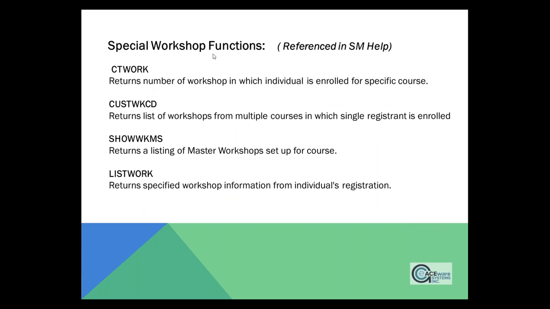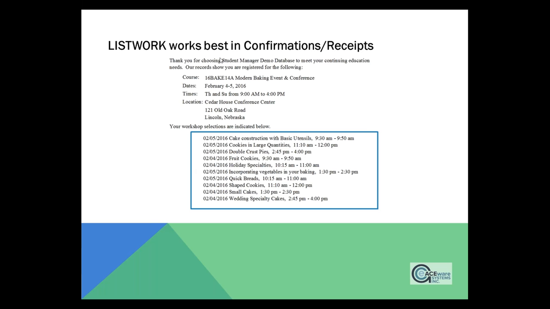There's more. Count the number of workshops a person is enrolled in. Returns workshops from multiple courses where the certain person is enrolled; it's a cross-course routine. Showing a listing of all the workshops set up for a course: if you're running a report in Student Manager and you want to see what workshops are on a course, you can add those workshops to pretty much any course report you've got in the system. List workshops for an individual's registration is handy for confirmations. This is an example of an email confirmation using the list work, which shows what workshops that student has registered for.